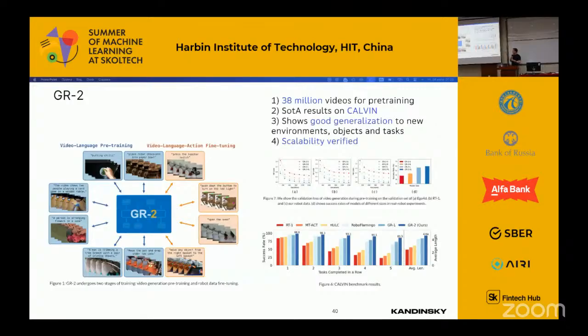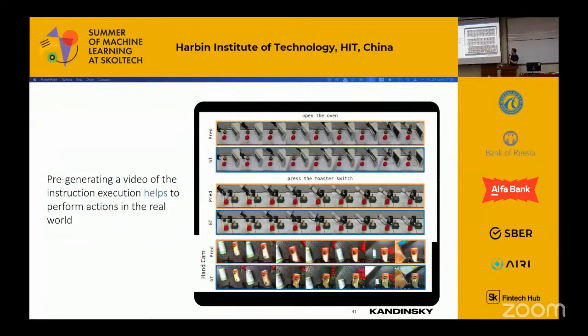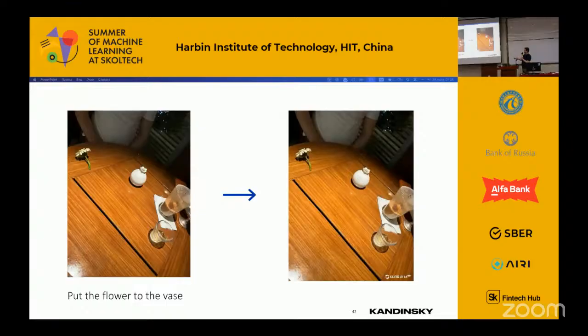For example, we have a GR2 paper. It's a paper from, actually, I don't know from who, but I think by ByteDance too. They use an interesting principle to teach the robot to follow instructions. They do something like that. They had an instruction, they had the initial frame, and at first step, simulate the video following the instruction, like that. Look at that example.